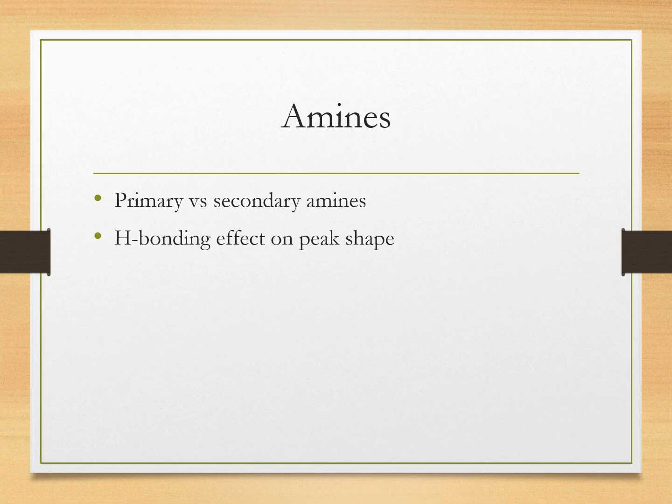Amines also exhibit unique patterns. Primary amines show two NH stretching peaks. However, secondary amines show only one peak. Hydrogen bonding causes these peaks to broaden significantly. IR spectroscopy can help identify the type of amine and detect intramolecular hydrogen bonding, especially in cyclic or aromatic amines.